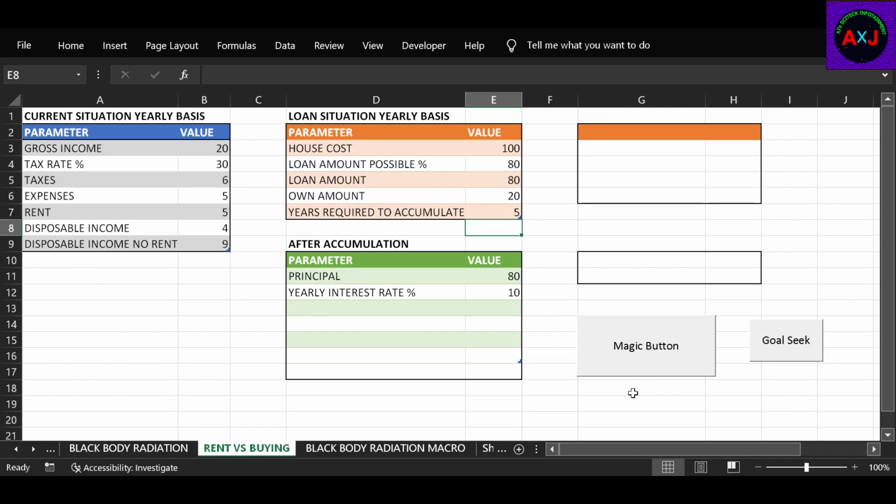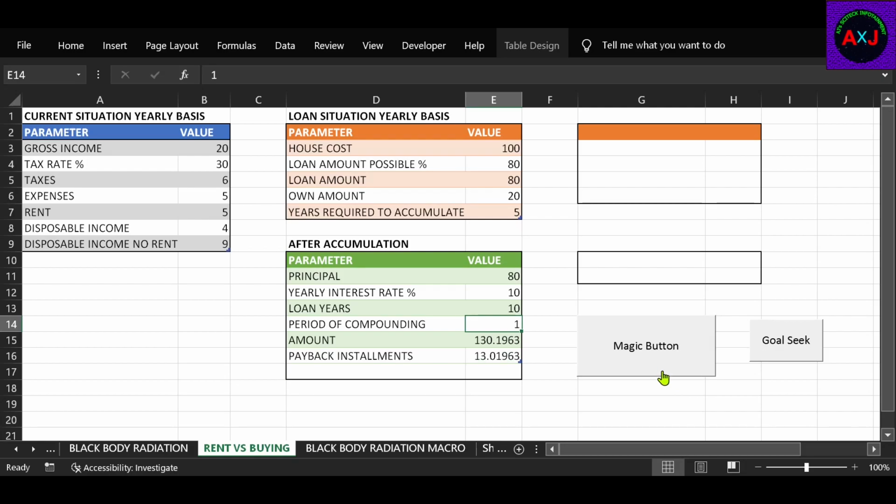The yearly interest rate that the bank lends at is assumed to be 10. I will assume the loan tenure as 10 years. The period of compounding is taken as 1 for simplicity. With this data, now I can calculate the amount paid as well as the payback installments. As you can see, the payback installment is greater than the disposable income without rent. This will destroy my finances and lead me into bankruptcy. That must be avoided at all costs.